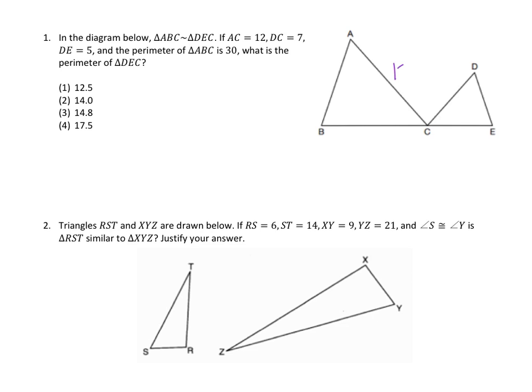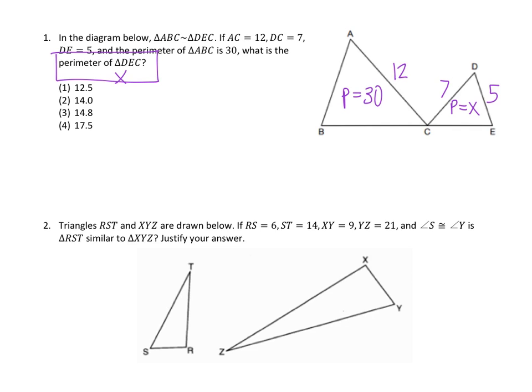AC is 12, DC is 7, DE is 5, and the perimeter of triangle ABC is 30. What is the perimeter of triangle DEC? So I'm going to say P equals X. Again, I love to call the thing that we're missing X. So what we need to do here is just set up a proportion.